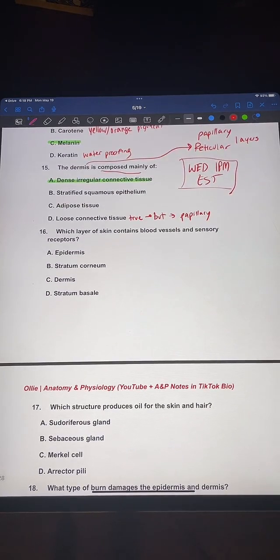Moving on to number 16, which layer of the skin contains blood vessels and sensory receptors?